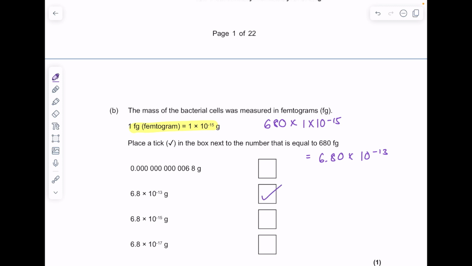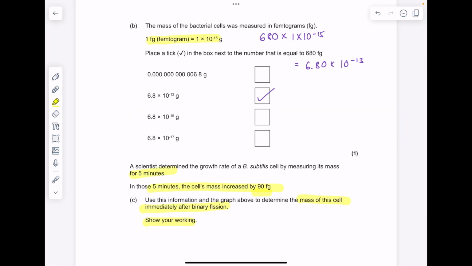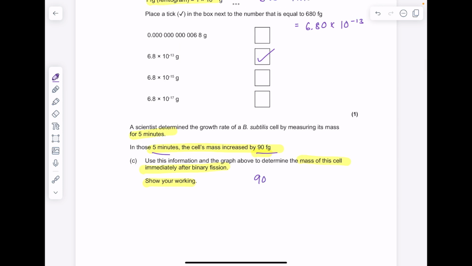So that's there. A scientist determined the growth rate of B. subtilis cell by measuring its mass for 5 minutes. In those 5 minutes, the cell's mass increased by 90 femtograms. Use this information in the graph above to determine the mass of this cell immediately after binary fission. Show your working. So let's work out that growth rate per second. So it's 90 femtograms in 5 minutes. What is that per minute? That's 18 femtograms per minute.